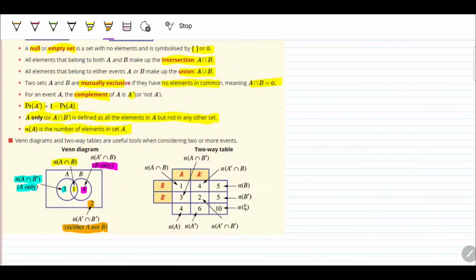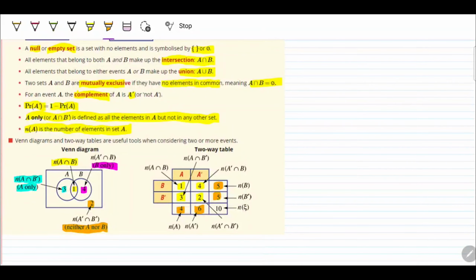Now looking at a two-way table, we can represent similar information. This box here is going to be everything that is A and B, or the intersect. This is going to be everything that is only B. This is going to be everything that is only A. This is going to be everything that is neither A or B. And finally, going across, we have the total elements in A, total elements of everything that is not A, total elements of B, and total elements of everything not B.